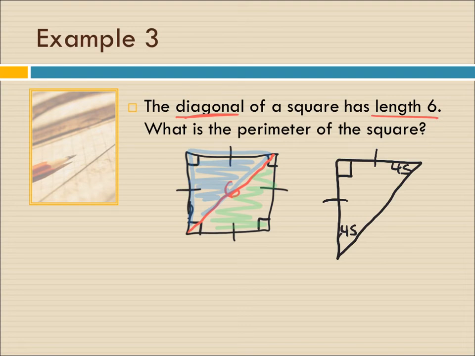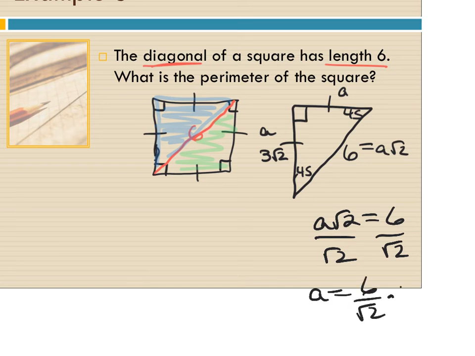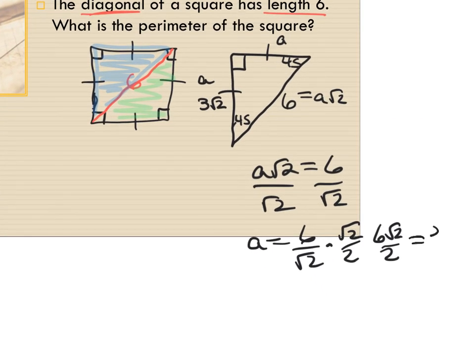Now, if this diagonal, which is also the hypotenuse, is 6, how much are these legs going to be? 3 square root 2. So remember Ashley's trick, she said take that hypotenuse, divide it by 2 and put square root 2. Now, if you don't remember the trick, then you need to take this algebraic equation and solve for a. Divide by root 2, you get 6 over square root 2. We need to rationalize, and we get 6 square root 2 over 2, which then simplifies to 3 square root 2.